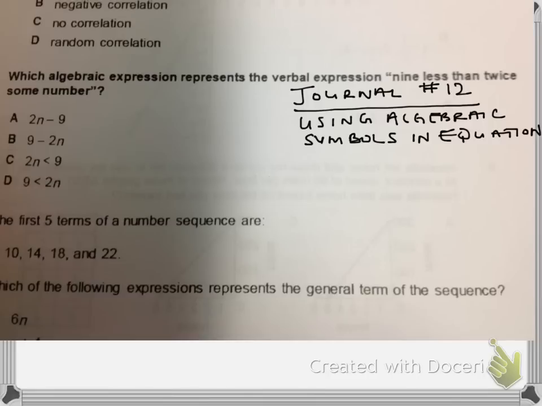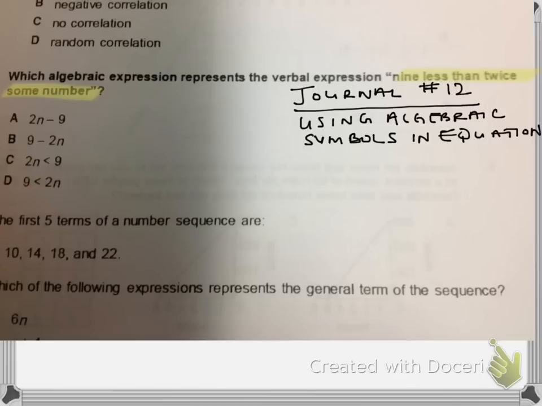Okay, so here what we're going to do is create our own inequality or equation based on the words it gives us, kind of like we did in the last one, but all we have to do is write the equation or inequality. All right, it says which algebraic expression represents the verbal expression, and this is what we're focusing on: 9 less than twice some number. Okay, so here we go.